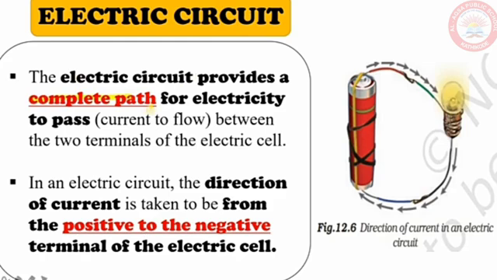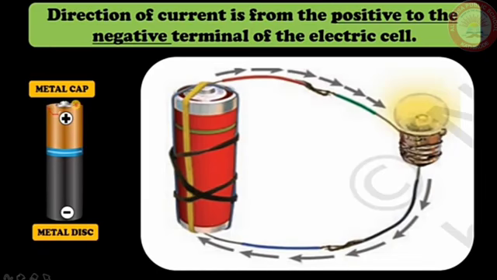In an electric circuit, the direction of current is taken to be from the positive to the negative terminal of the electric cell. Here you can see the direction of electric current by the arrows. These arrows start from the positive terminal of the electric cell and end at the negative terminal of the electric cell. You can see the direction of electric current clearly from this picture.